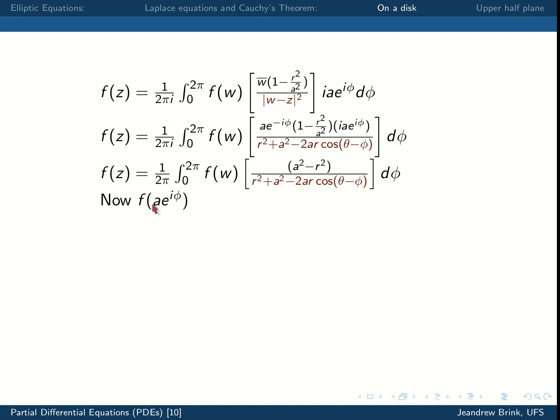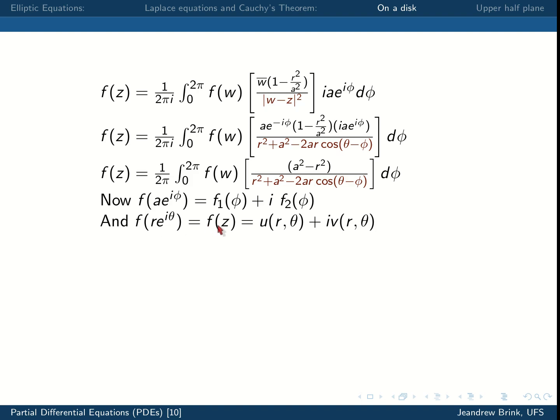So all I've done is replace w with its polar version, and I can equivalently write that as two functions of phi. This is simply the value of f evaluated on the boundary. So we have a real part of this complex function, and an imaginary part of this complex function on the boundary. And you can also write f of z equals f of r e^{i theta}, so we're replacing this with a complex function in r and theta, u of r and theta plus i times v of r and theta.